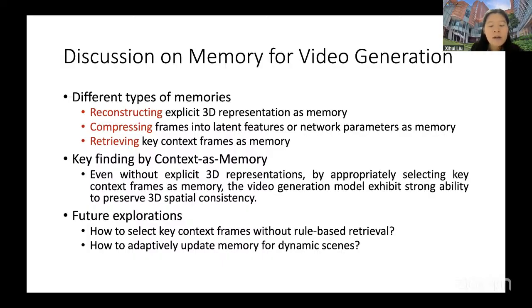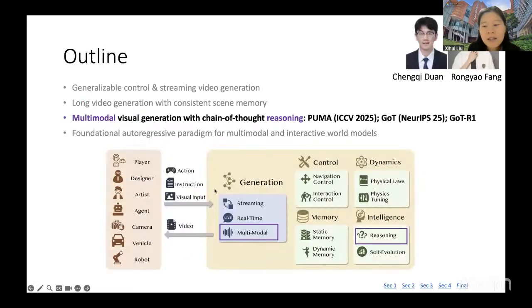And also, we would like to explore how to adaptively update the memory for dynamic scenes. We see that in the demos of context as memory, we focus on static scenes. However, in dynamic scenes, the memory will be more complicated because we have to consider how to update the memory, how to update the status of different scenes and objects. And in one of our recent works, we also explore the adaptive memory mechanism. I think this work will be released soon. Yeah.